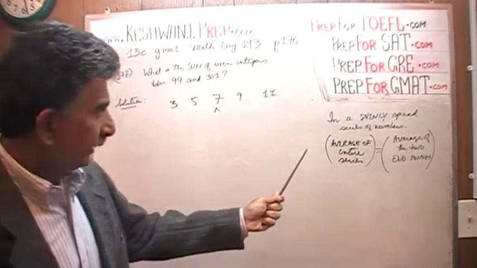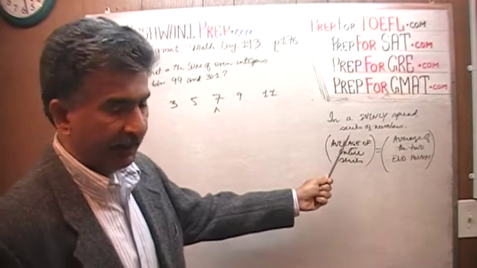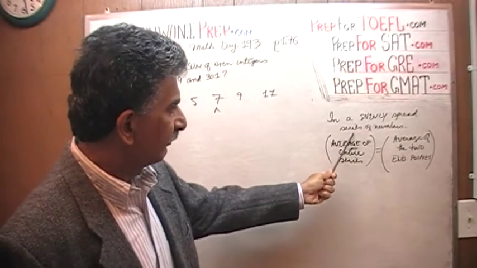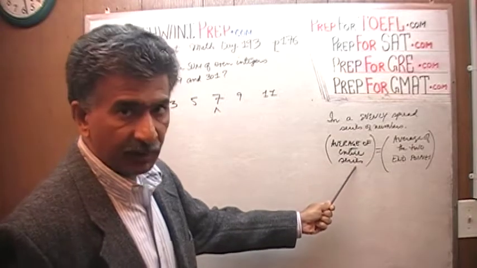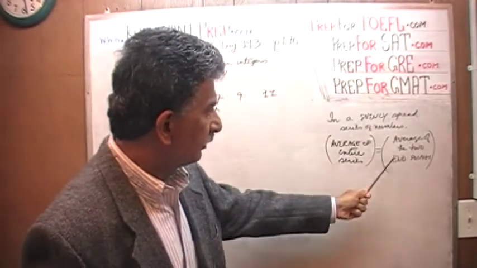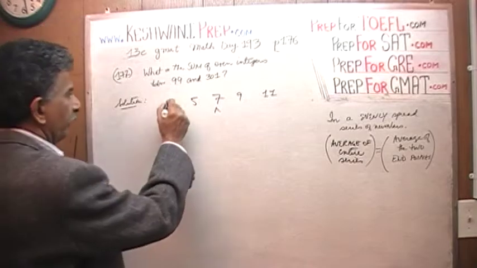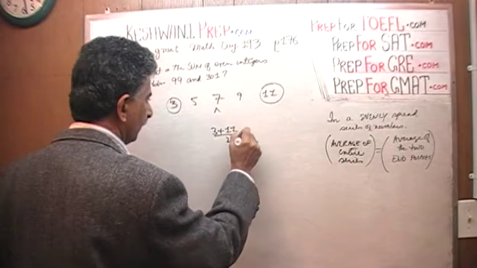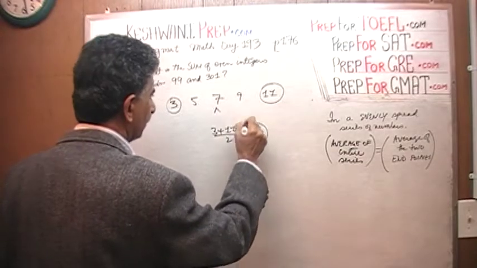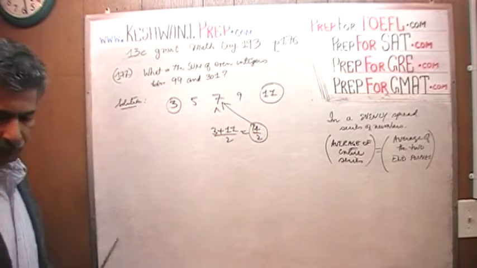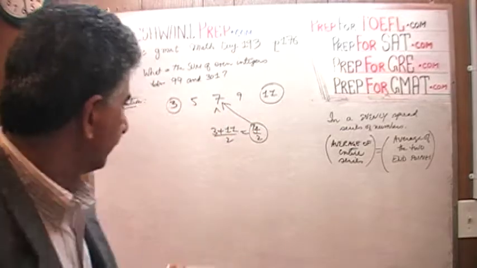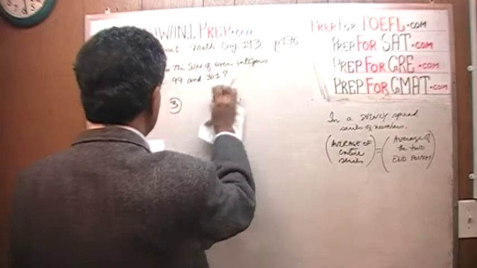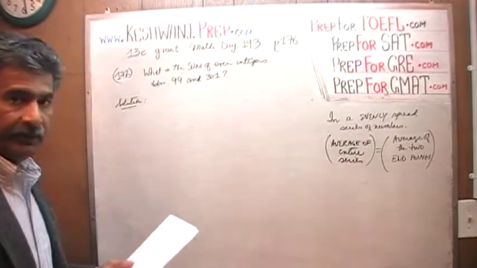But here's another way of finding out the average. It says in an evenly spread series of numbers, the average of the entire series is equal to the average of the two endpoints. Let's find out what the average of the two endpoints is. 3 and 11. 3 plus 11 is 14, divided by 2 gives you 7. Let's do one more.